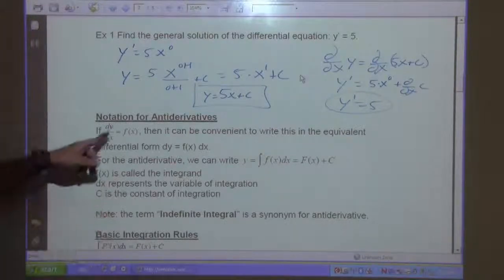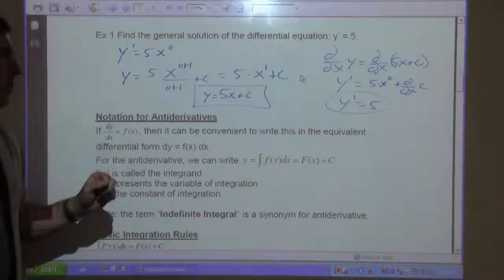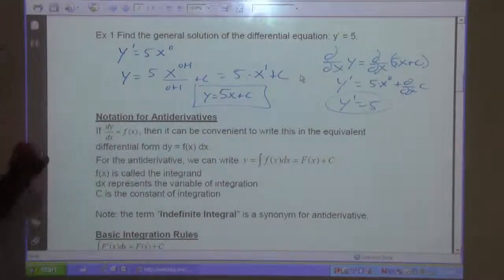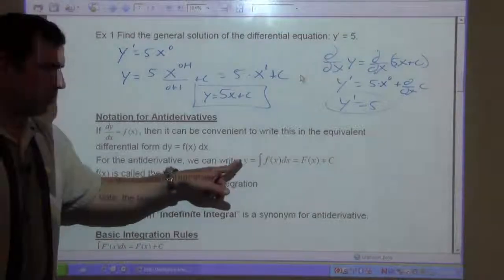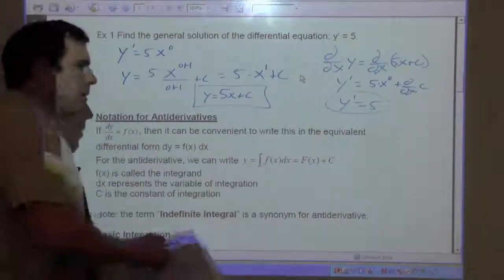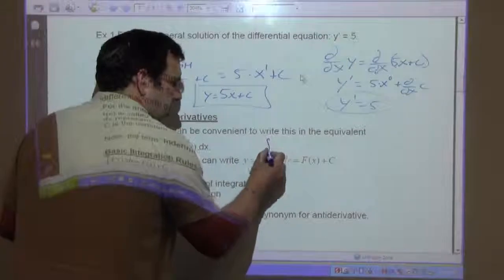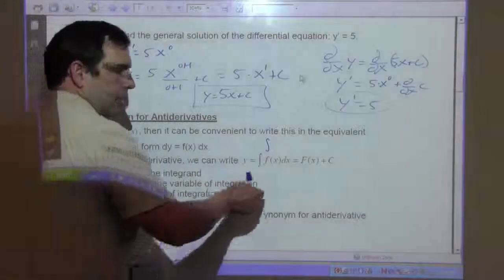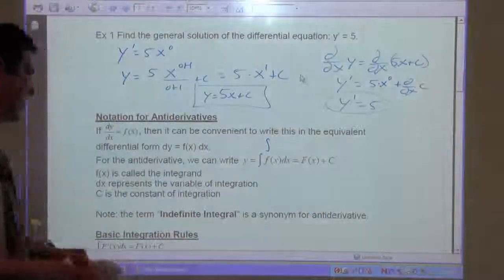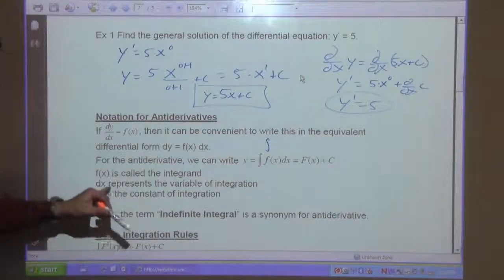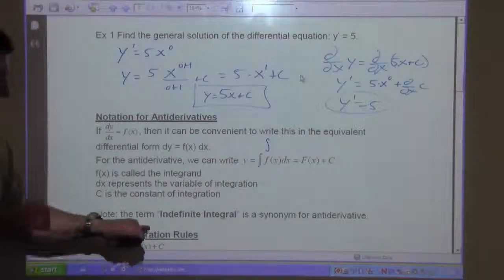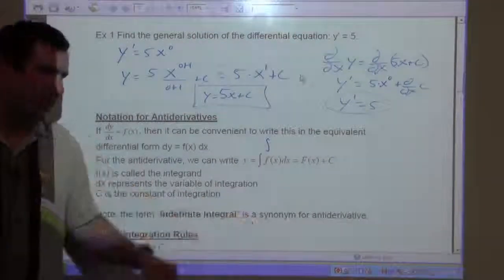Okay, notation for antiderivatives. If dy/dx equals f of x, then it can be convenient to write this in the equivalent differential form, dy equals f of x dx. But for the antiderivative, we can write y equals, this is an elongated S. Had the computer draw that, it looks like this. It stands for infinite sum. Integral of f of x dx, which is capital F of x plus c. So f of x is called the integrand. dx represents the variable of integration, and c is the constant of integration. Note the term indefinite integral is a synonym for antiderivative.